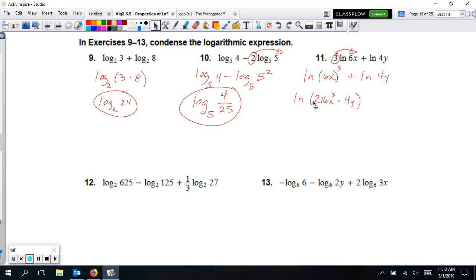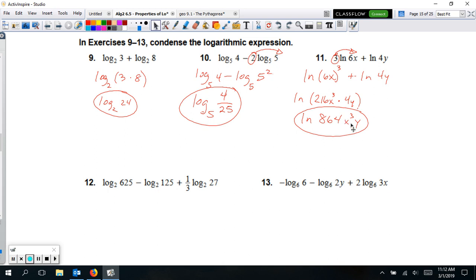So we want to now multiply 216 times 4. We can multiply those numbers, and then our variables here will be an x to the third with a y next to it, and that's going to be our answer. So the natural log of 864, that's the 216 times 4, with the x to the third y at the end of that. So that's our final answer for condensing this down to a single logarithm.